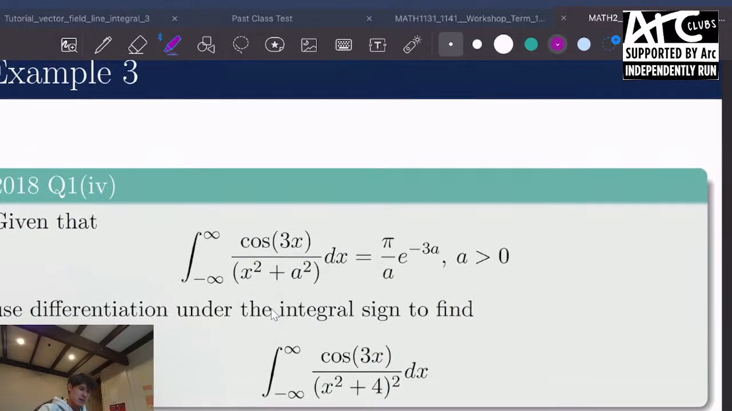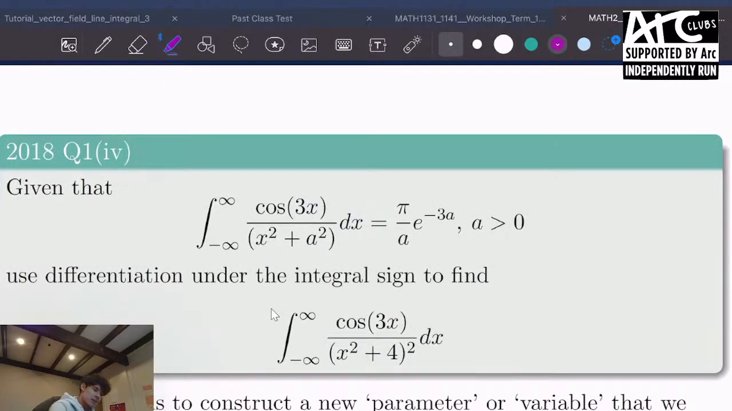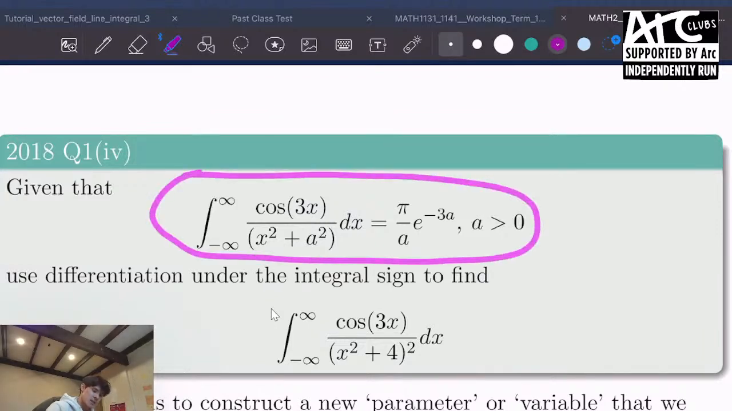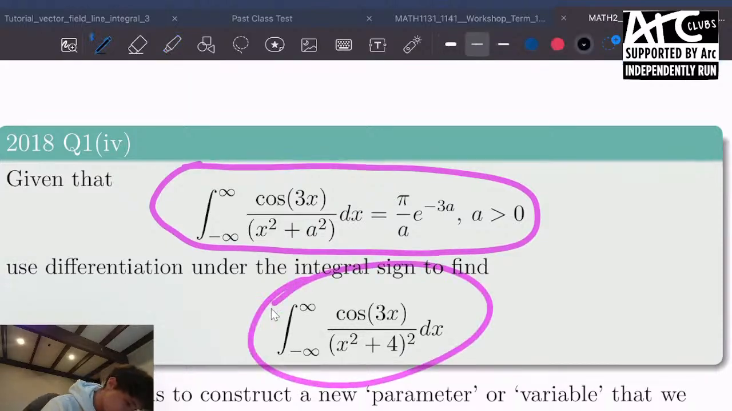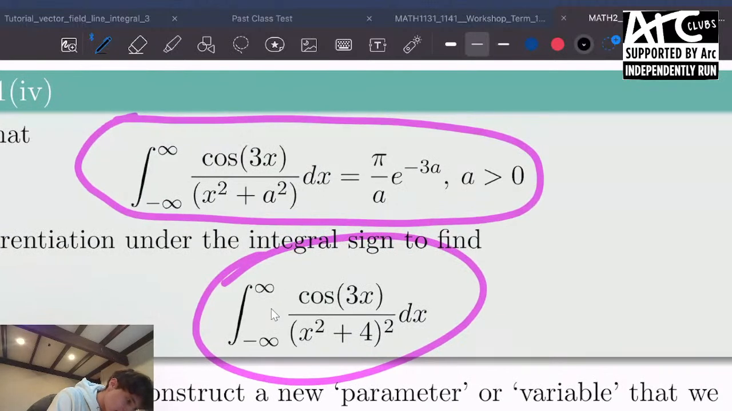So from 2018, given that this particular integral equals this, so it's pi on a e to the negative 3a, use Leibniz's rule to find this integral. So you can see that there are slight differences. You can see that what we have here is x squared plus 4 all squared versus x squared plus a squared. We can also see there's no a, that a is equal to 2 or 4 in this case, right?